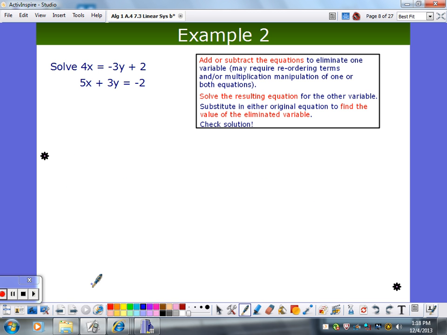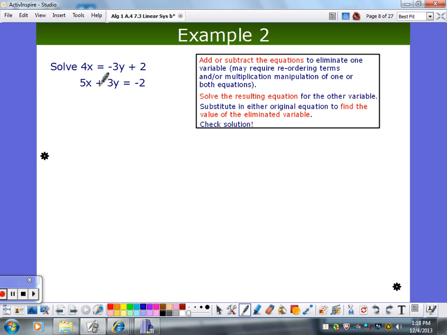So here's an example of one of them. I've got 4x equals negative 3y plus 2, and 5x plus 3y equals negative 2. Now I can't just go ahead and go, oh, look, opposites, let me add. I can't do it. And why not? You're not in the same form. I'm not in the same form. This bottom equation is standard form. I don't even have a name for this top one.